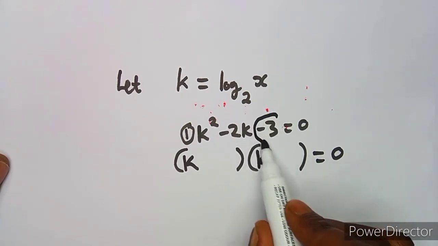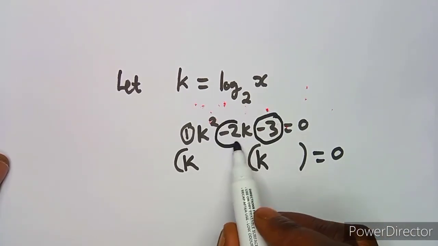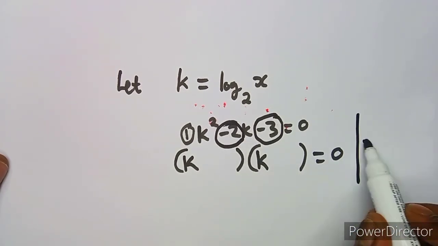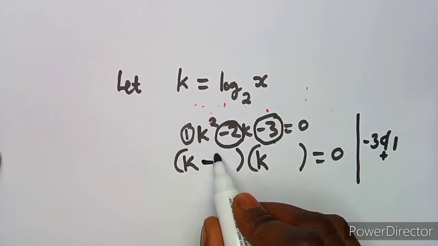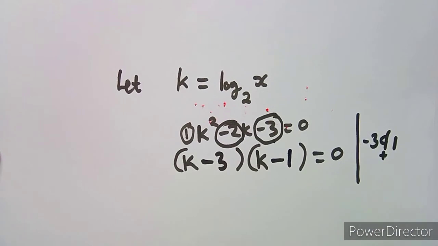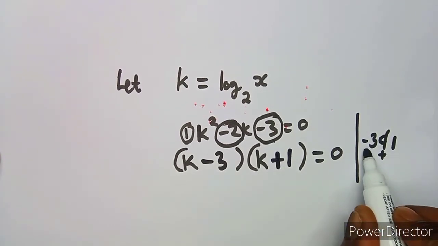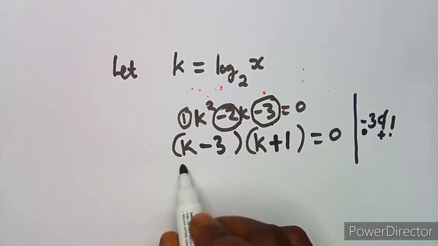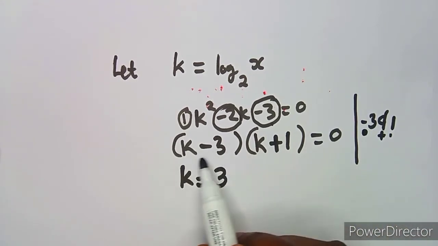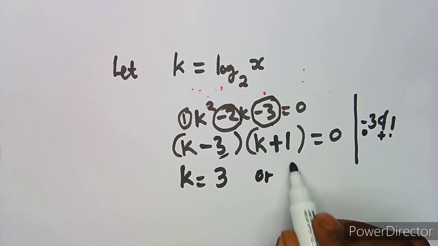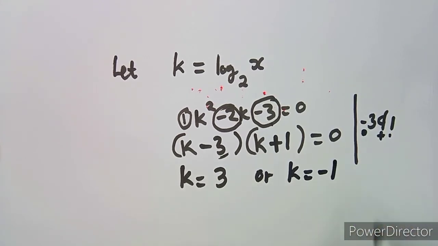What are the factors of minus 3, which give us negative 2? So that's minus 3 and 1. Minus 3 times 1 is minus 3. Minus 3 plus 1 is minus 2. So you've got k minus 3 and k plus 1, sorry. Minus 3 here plus 1 is equal to 0. So k is equal to 3. Remember, each bracket is equal to 0. So k is equal to 3, or k is equivalent to negative 1.